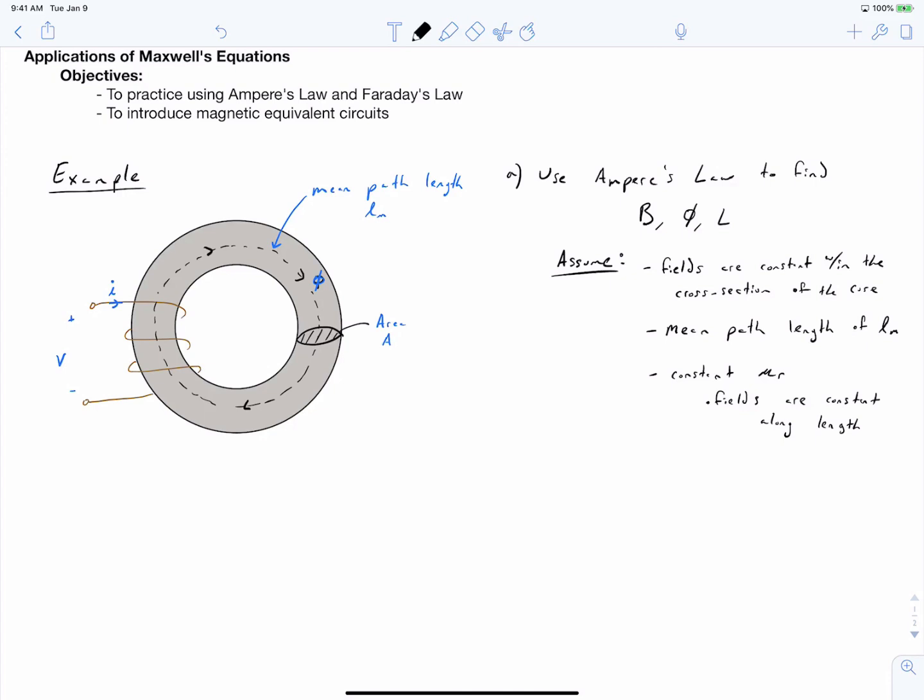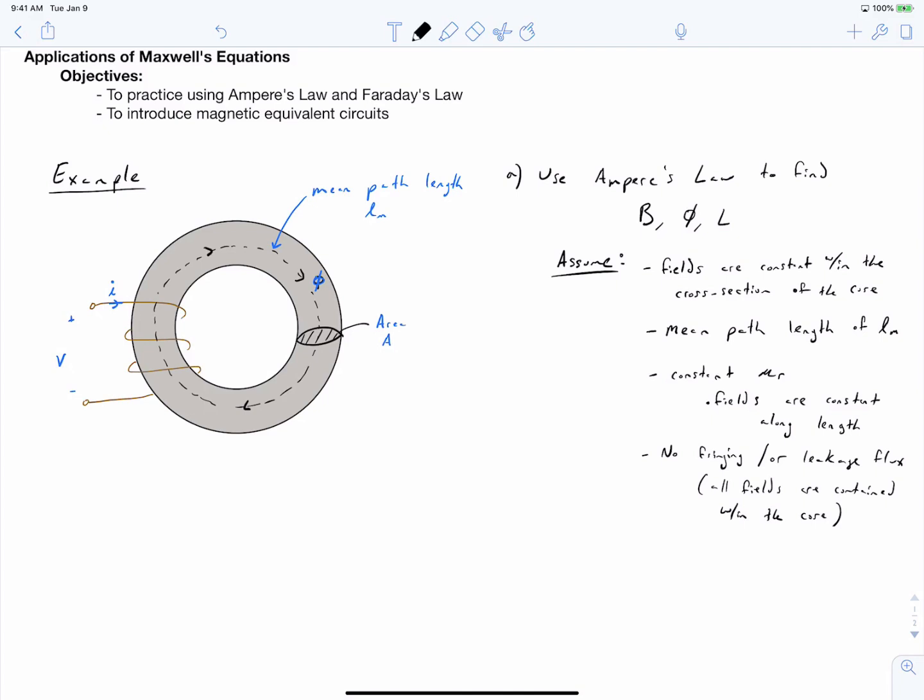And if we assume that mu r is the same at all points in our core, that means that our field is also going to be the same at any point within our core. And we are also going to assume that we have no fringing flux. That is, at this point anyway, all of the field is perfectly contained within the core. No fringing and no leakage flux. And we'll talk about all these points as we solve the problem. So, our goal is to use Ampere's law to find the magnetic field, the flux in the core, and the inductance of our coil under these assumptions.